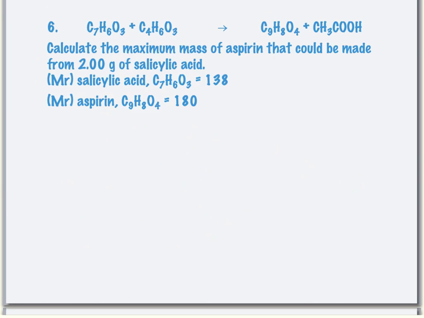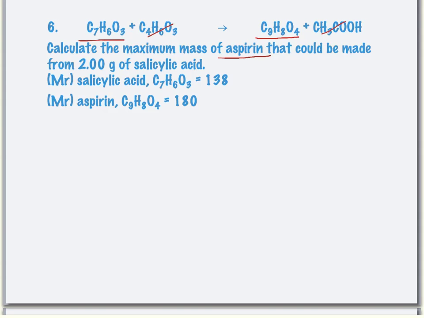Take a look at another example, this time again another GCSE past paper question. We need to calculate the maximum mass of aspirin, which is this compound here, that could be made from 2 grams of salicylic acid. That's this compound. So we can ignore these other reactants and products, so don't worry about them.